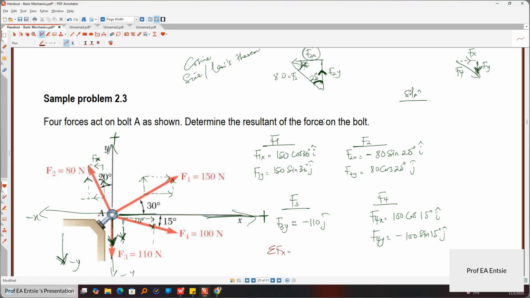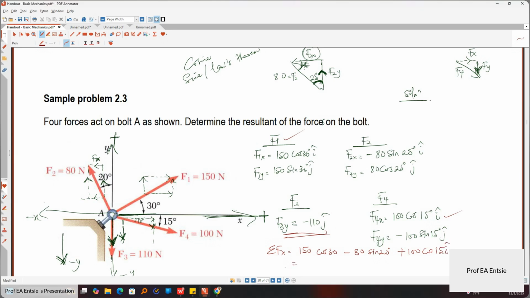For the summation of x, you consider the forces 1, 2, 3, 4. So you come here. What is the x? X is positive 150 cos 30. You come here. What is x? X is minus 80 sine 20 degrees. Here it has no x. You can see it has only y component. So you leave it. Then you come to F4. F4 also has x component. That is plus 100 cos 15 i.